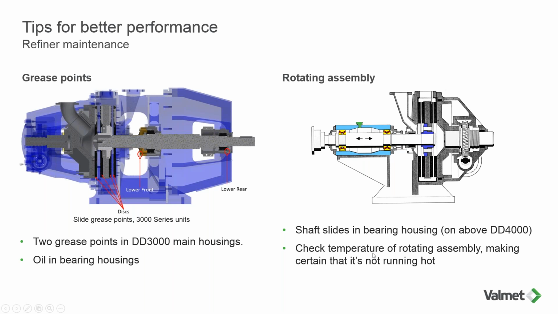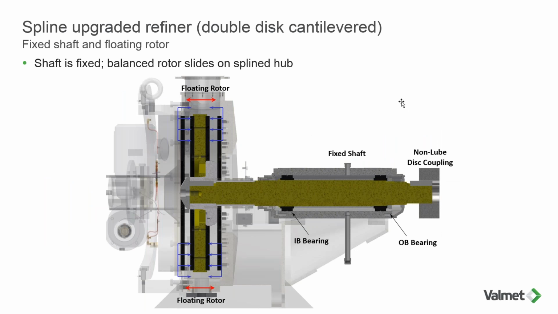But we do want to check every 3 months to make sure that the oil is not running hot, that the oil is running well, and change the oil on this rotating assembly to actually make sure that the refiner is rotating properly and not freezing up in place during operation. So these are the critical things that are associated with the traditional floating shaft cantilever design refiner.